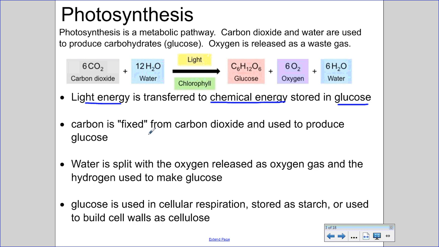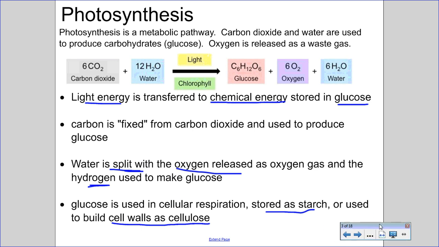Carbon is going to be fixed from carbon dioxide and used to produce glucose. Water on the reactant side is going to be split with oxygen released as oxygen gas, and then the hydrogens get used to make glucose. Glucose is then used in cellular respiration, can be stored as starch, or used to build cell walls as cellulose. And remember, in this case we're talking about this occurring in plants, so as they generate that glucose, it will get used to create things like amylose and amylopectin, or cellulose as well.